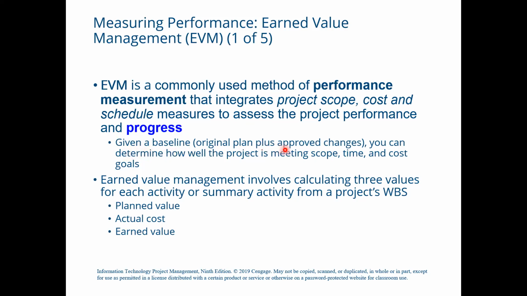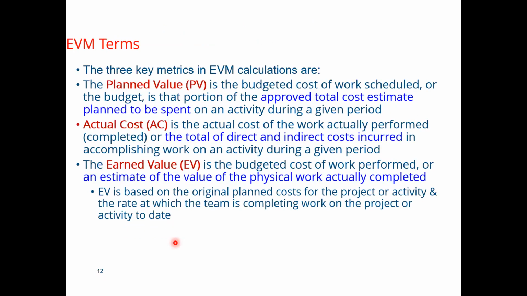Given a baseline, the original plan plus approved changes, you can determine how well the project is meeting scope, time, and cost goals. So scope, time, and cost are the three main constraints, right? So this actually helps EVM find out the performance on the basis of scope, time, and cost goals. So earned value management involves calculating three values for each activity or summary activity from a project's work breakdown structure. What are these? Planned value, actual cost, and the earned value. Let's discuss these in detail.